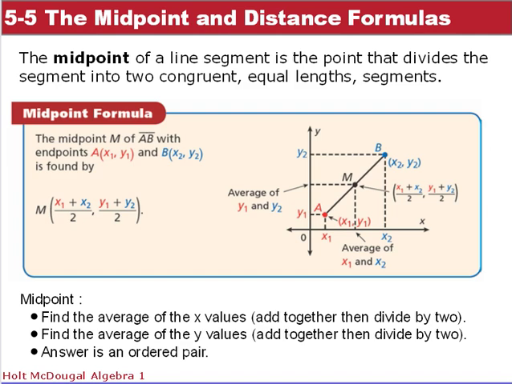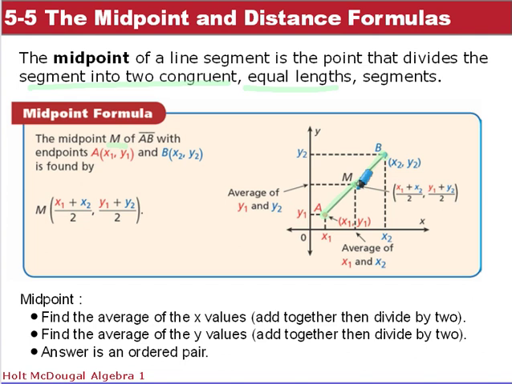So midpoint, the definition of midpoint is a point on a line segment that divides the segment into two congruent or equal segments. So it's halfway between the two endpoints. To find it, our midpoint formula states the midpoint M of segment AB with endpoints at A and B is going to be halfway between. So the distance from A to M is equal to the distance from M to B.